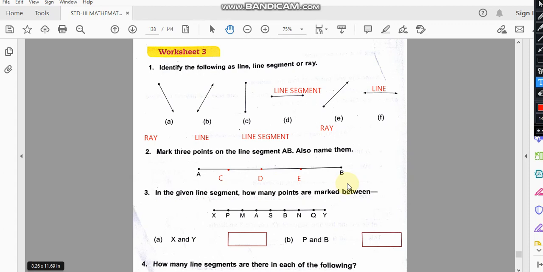In the given line segment, how many points are marked between X and Y? So let us count 1, 2, 3, 4, 5, 6 and 7. So let us write the answer also. That is 7. And between P and B, you count and tell 1, 2 and 3. So 3. Let us move towards the next question.